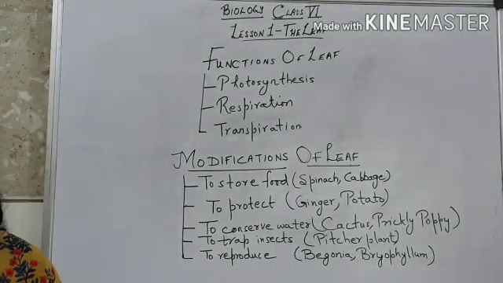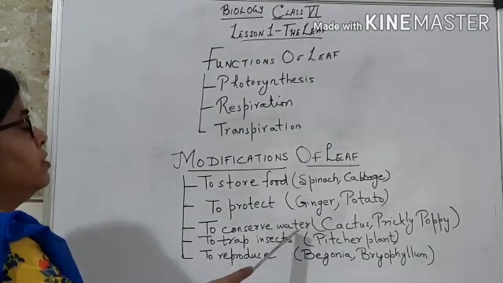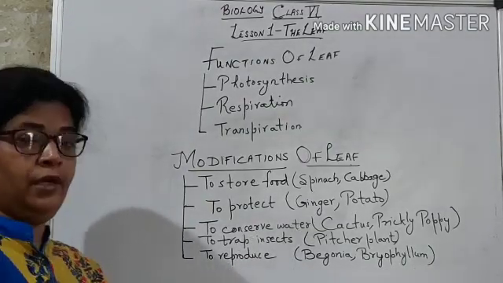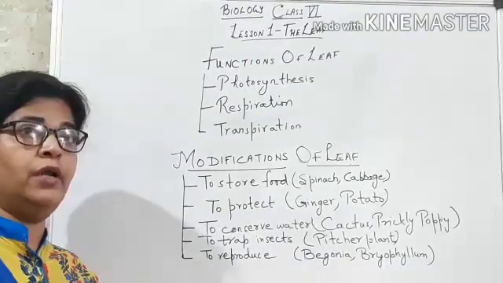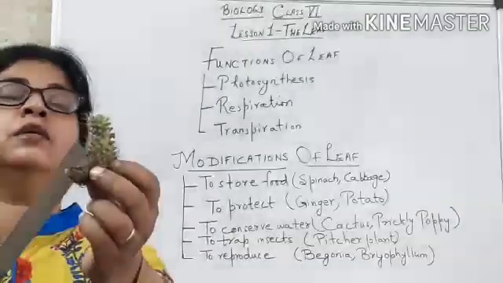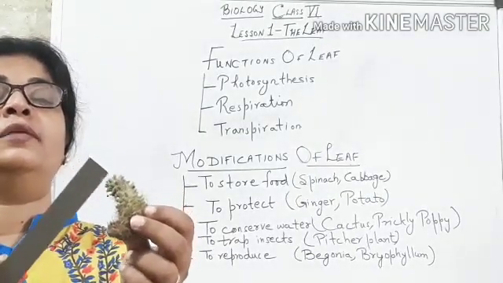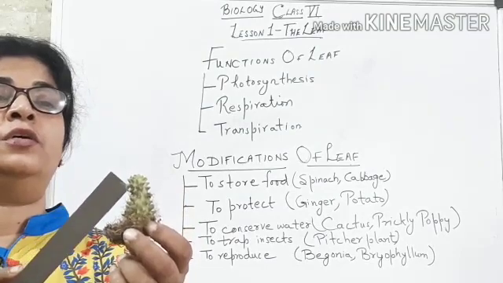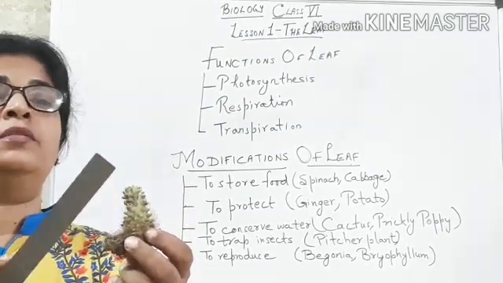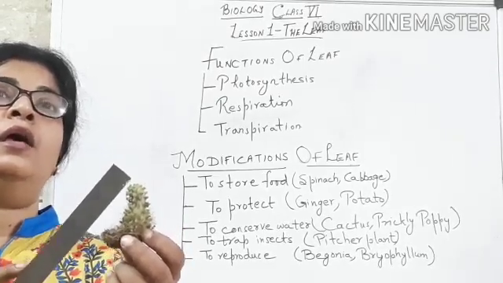Then leaves can also be modified to conserve water and to protect the plant from grazing animals. Here I have a cactus. You can see the leaves have turned into spines so that they do not do transpiration and lose water. Plus these spines protect the cactus from being eaten by animals.